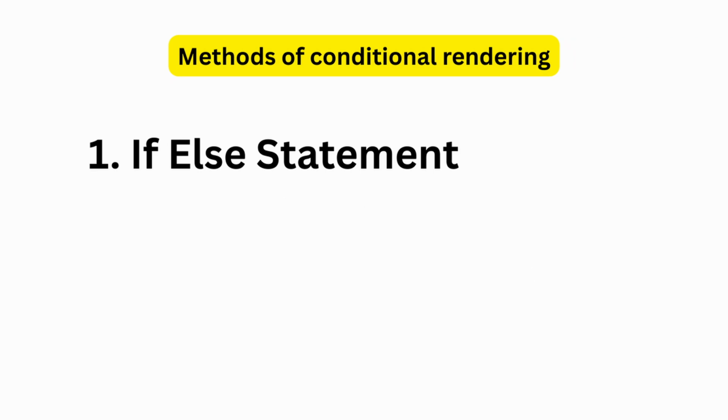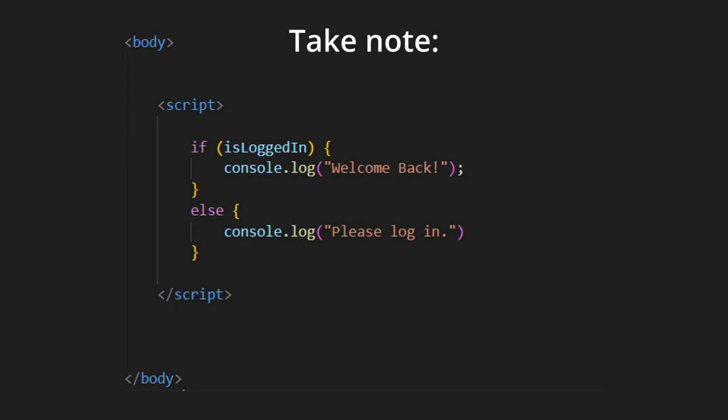Firstly, if-else statement. This is the most basic way to control what shows up. The default boolean is true, therefore the if line will always check if the condition is true. For example, in this code, you are checking if the condition is logged in is true. If it is, run the first block. If not, run the second. If you want to check if the condition is false, just add an exclamation mark in front.